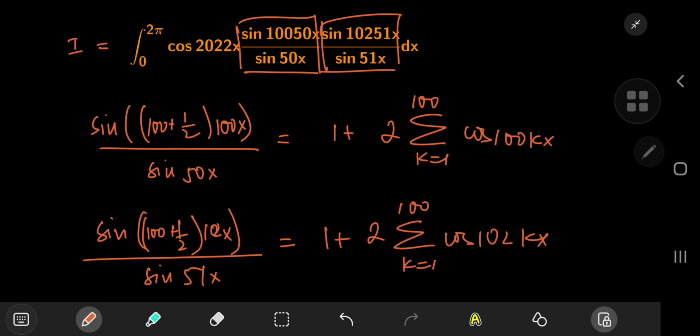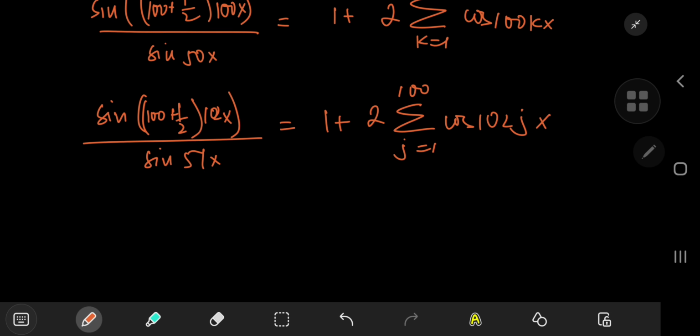And wait a second, we already have one sum over k, right? Multiplied by another sum, so we should change up the index variable. We should use j for this one. So yeah, this is much better, 102jx. And okay, this looks extremely cool. No doubt, this looks extremely cool until you actually plug in and multiply terms and integrate. Nah, I'm just kidding. It's actually pretty simple.